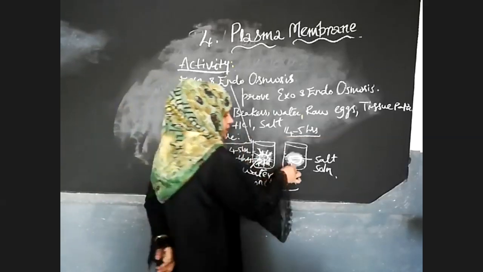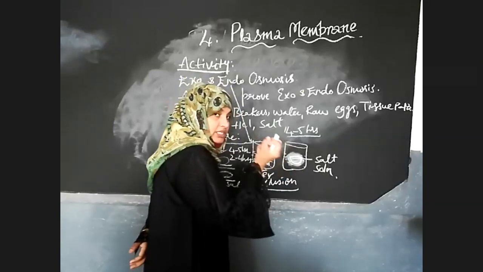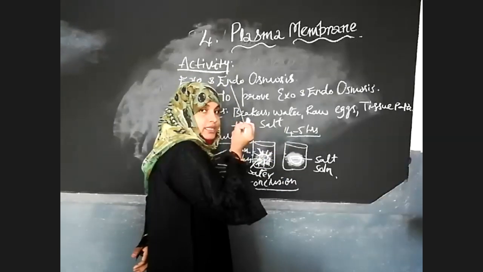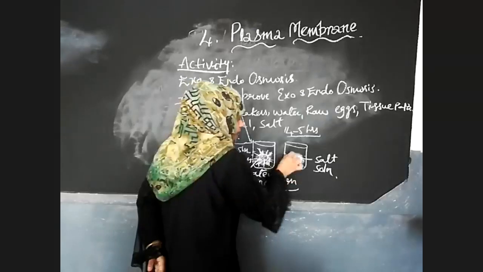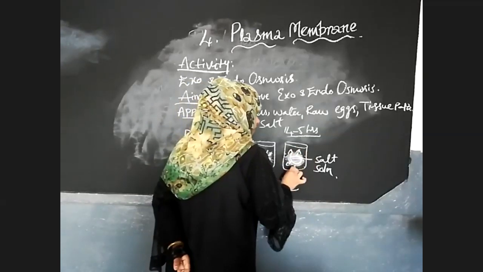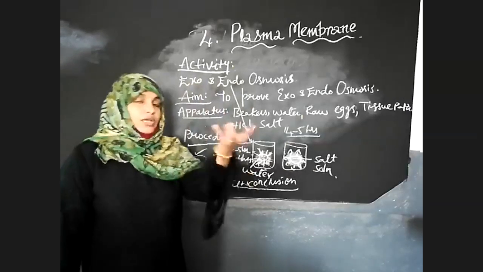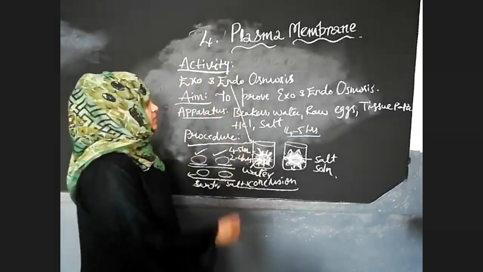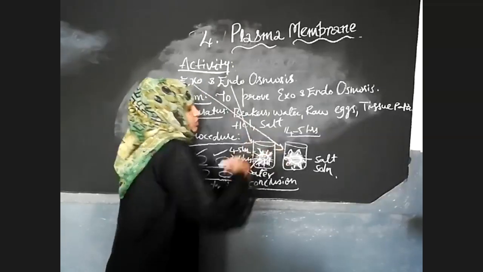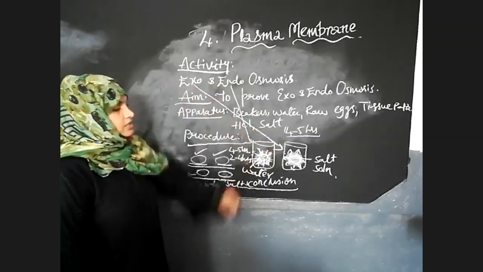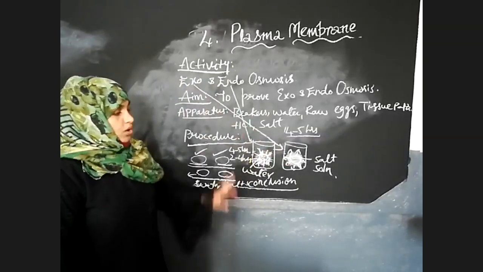Then what happens here? The egg undergoes shrinkage. The egg becomes smaller in size because it lost water from its body and undergoes shrinkage. Such a process is called exoosmosis.